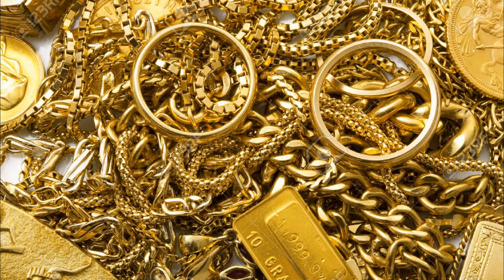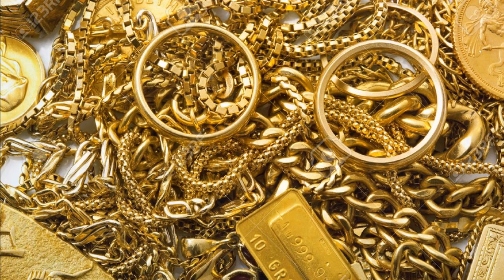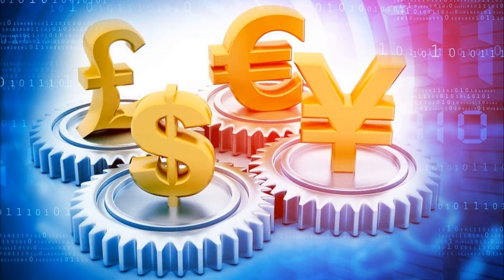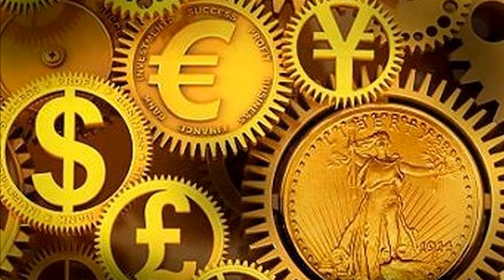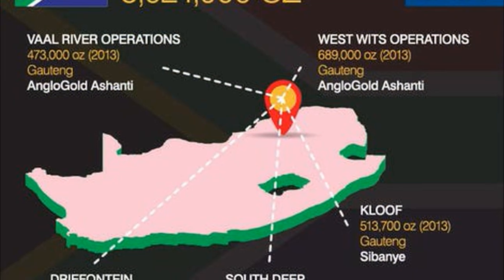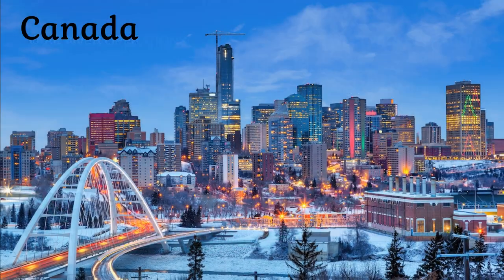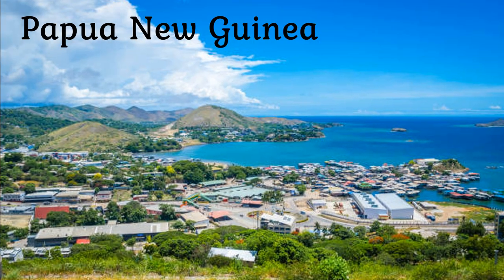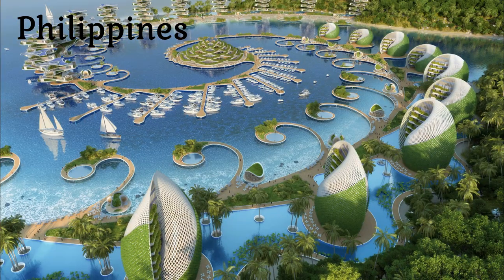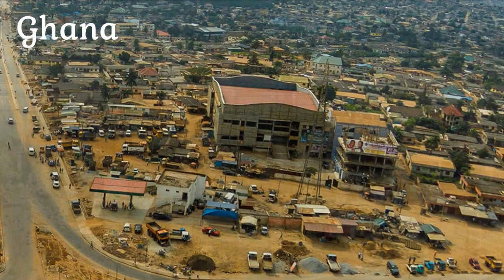Gold. Gold is a precious metal used in making jewelry. It is also a standard medium of foreign exchange. The international monetary system is backed by gold. The largest producer of gold is South Africa. Canada, Japan, the USA, Papua New Guinea, Australia, Philippines, Zimbabwe, and Ghana are other major producers.